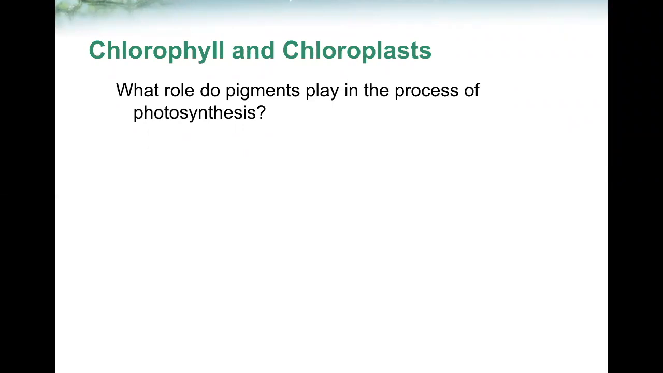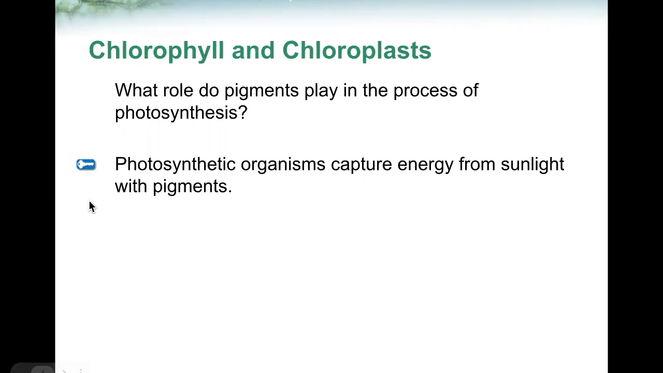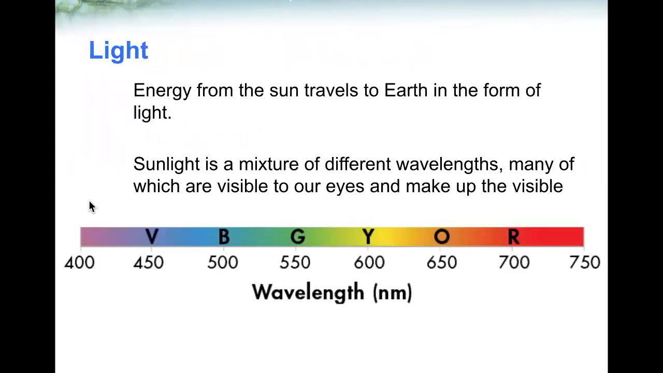What role do pigments play in the process of photosynthesis? Photosynthetic organisms capture energy from sunlight with pigments. Energy from the sun travels to Earth in the form of light.